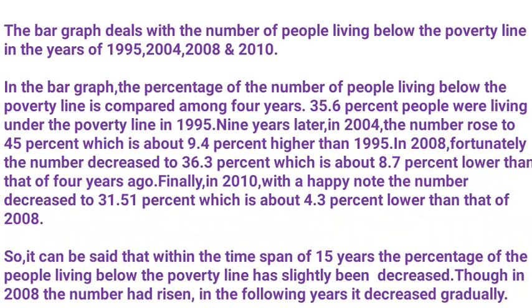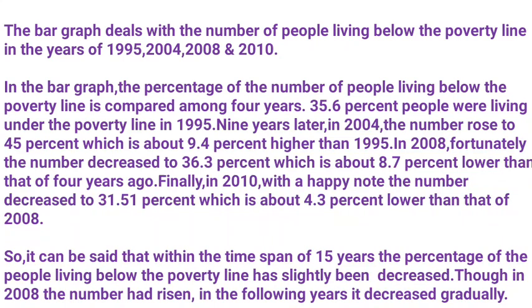Next line, 9 years later, in 2004, the number rose to 45%, which is about 9.4% higher than 1995. So you can see here that after 9 years, the percentage of the people living under the poverty line has increased, and the increasing rate in the year 2004 is higher than the year 1995.